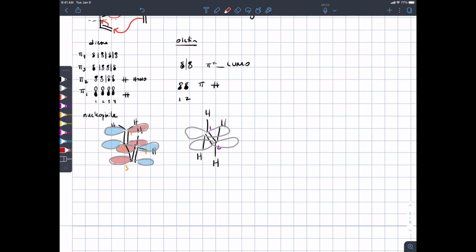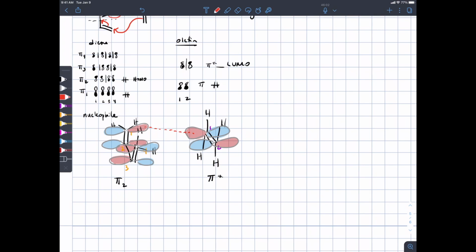And notice that we can draw that LUMO such that the portion of the LUMO that is on carbon 1 lines up with, in phase with, the portion of the LUMO that is on orange 1. In other words, we can have productive bond-forming overlap between the pi 2 orbital on the nucleophile and the pi star on the olefin. Do you see how they have the same phase, same sign?